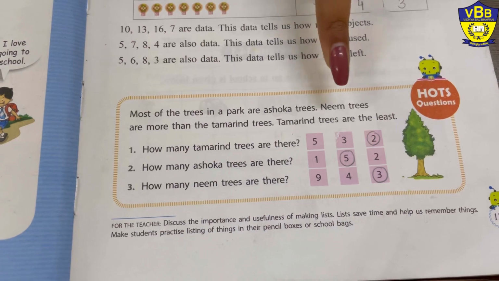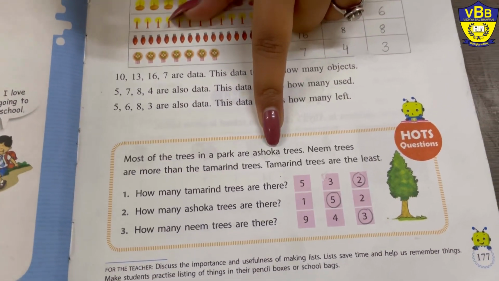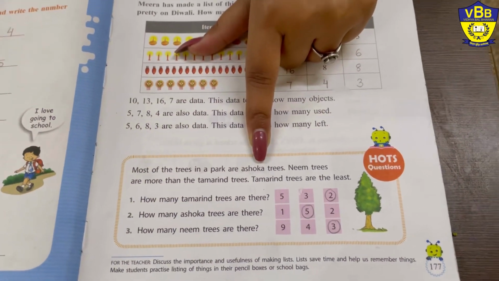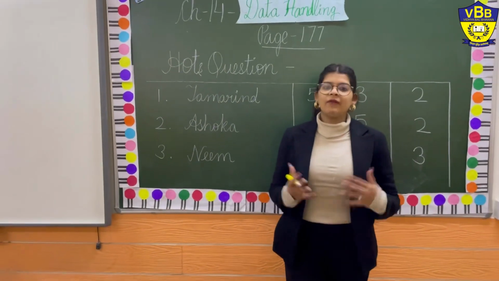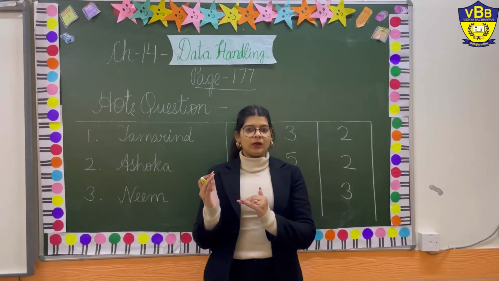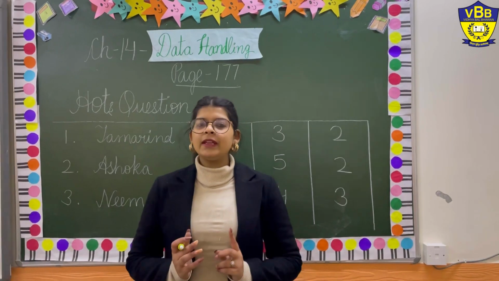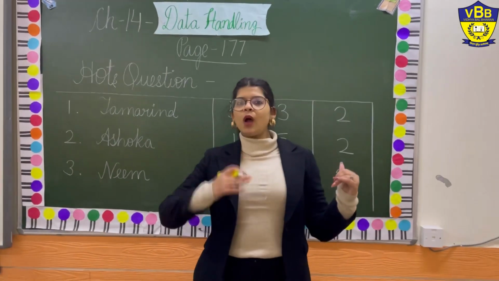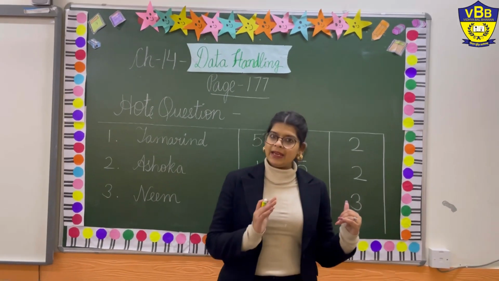I am explaining once again. Ashoka trees are very many. Neem trees are less than Ashoka trees. But termite trees are the least. That means they are very few compared to Ashoka trees and neem trees.